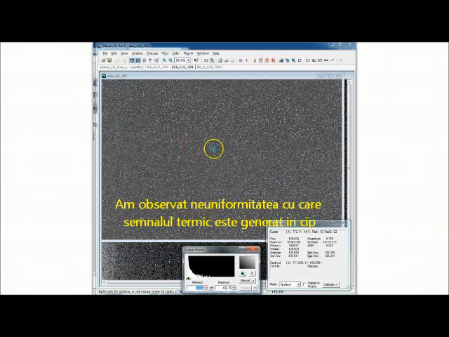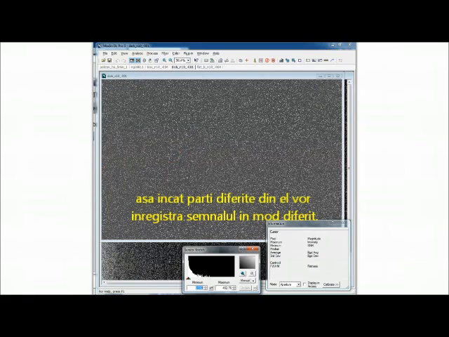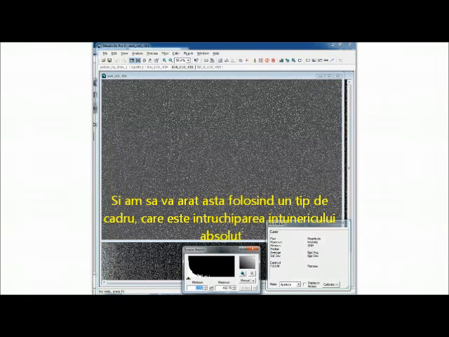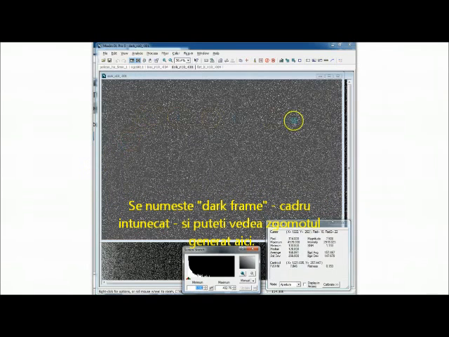I note very carefully that it's about the inconsistencies in the rate at which thermal signals are generated in the chip. So different parts of the chip will record thermal signals differently, and that is the noise that we're trying to get rid of. I'll show you that using a frame here, which is a picture of absolute darkness. It's called a dark frame, and you can see the noise is generated here in this signal.